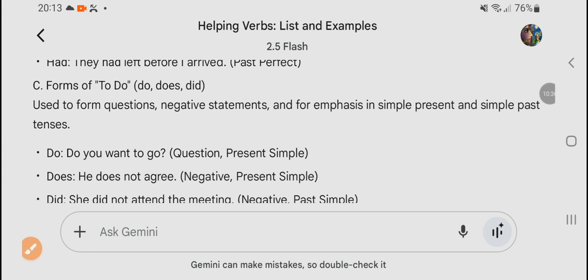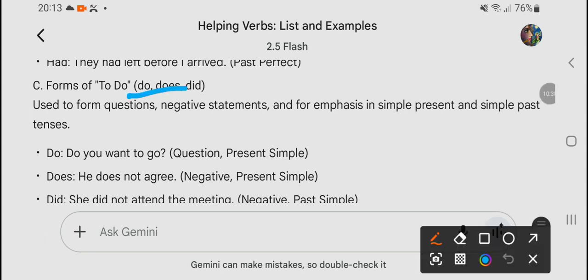अब forms of to do. Do is do, does or did, right? So use for questions. Do you know about him, है ना? That is question. Negative sentence, I do not follow the rules of institute, right? Then, and for emphasis is simple present or past present tense.